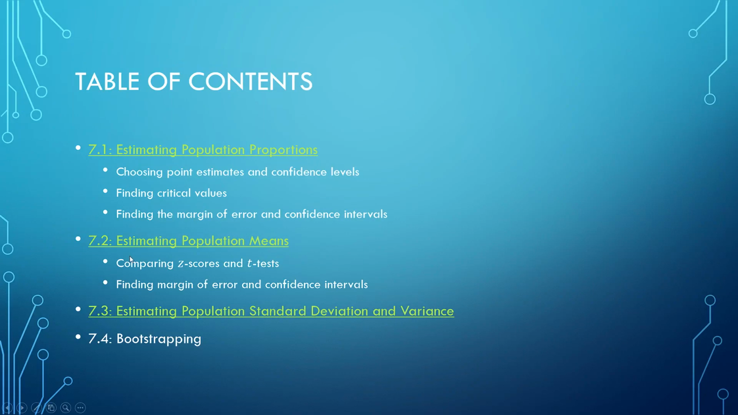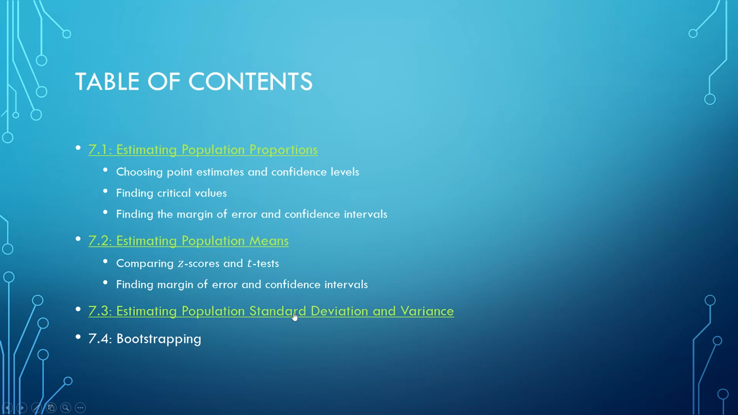We did it in two different ways using either z-scores or t-values, depending on if we knew what the population standard deviation was or wasn't. If we knew what it was, we would use the z-score, or z of alpha over 2. And if we had no idea and we just had our sample to fall back on, we would use t-values.